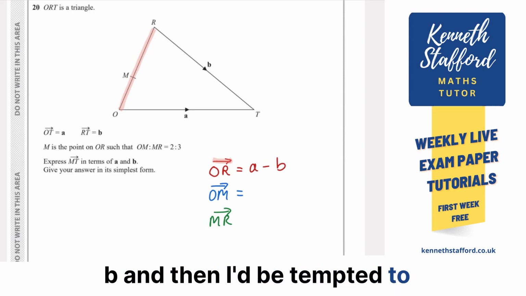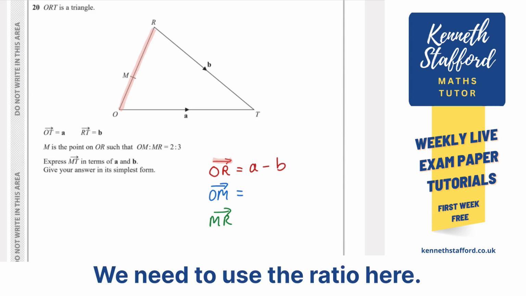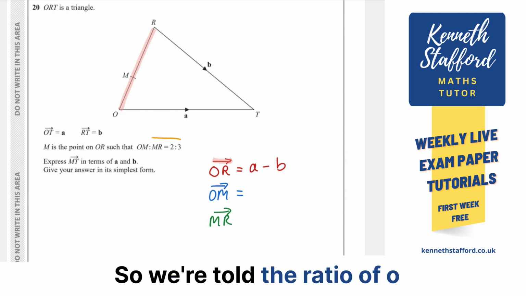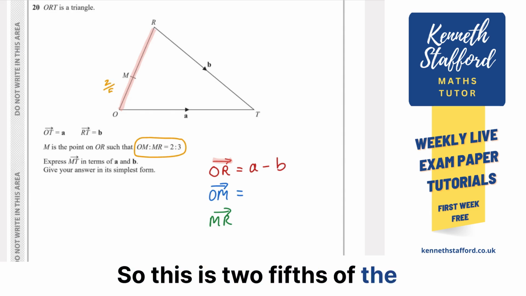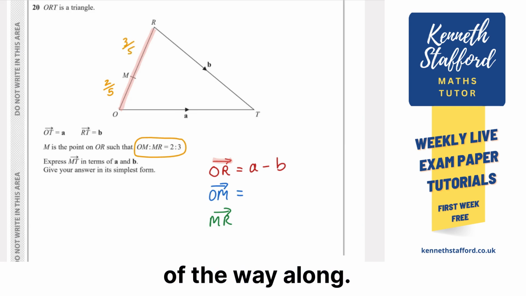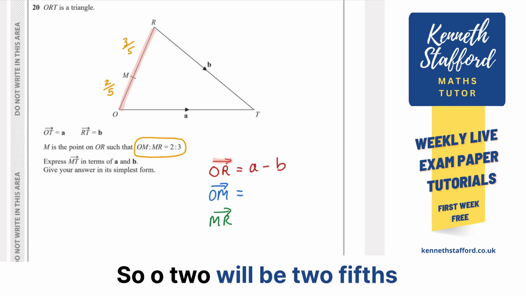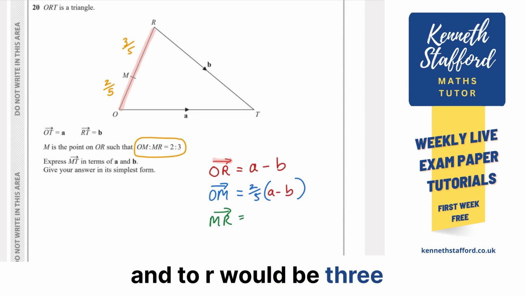And then I'd be tempted to find things like O to M or M to R. We need to use the ratio here. We're told the ratio of O to M to R is 2 to 3. So this is 2/5 of the way along O to R, and this is 3/5 of the way along. So O to M will be 2/5 of that A minus B, and M to R would be 3/5 of it.